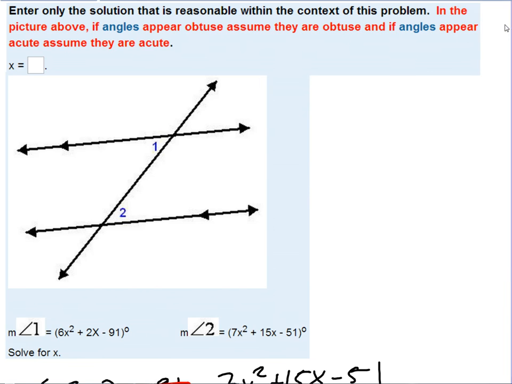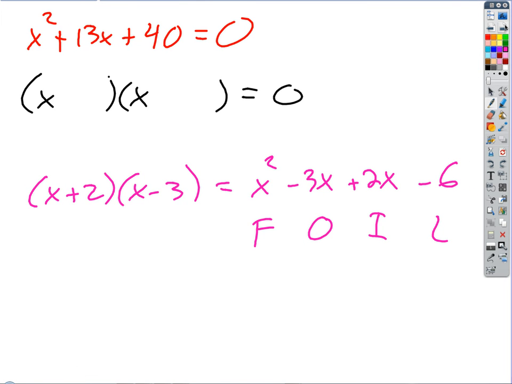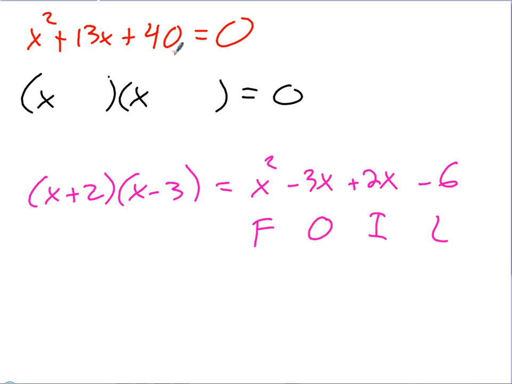Okay, so now then the question becomes, can I find the magic numbers that would work? So in order for them to FOIL out to this, what has to happen is the two numbers that would work have to multiply to the constant, so they multiply to 40, and they have to add to whatever number is being multiplied by x, so positive 13 in this case. Right? And in this case, it's 8 and 5.